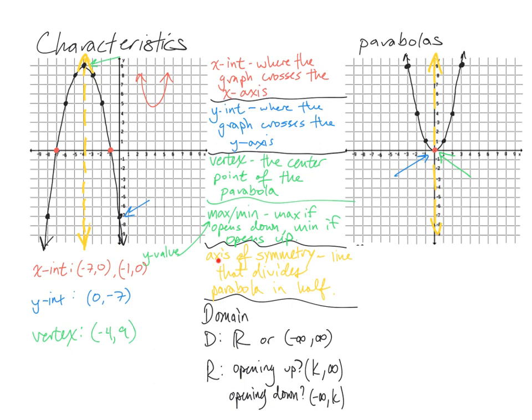Next, we have the axis of symmetry. The axis of symmetry is the equation of a line that divides the parabola in half. In most cases, for vertical lines, it will be x equals some number, and again, it's real easy to see what that number is. If you just follow this line down to the x-axis, it'll be x equals -4.